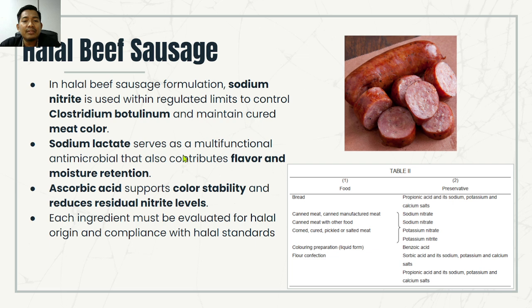The lactate serves as a multifunctional antimicrobial that also contributes to flavor and maintains moisture retention. Ascorbic acid supports color stability and reduces residual nitrite level. Even nitrite can also preserve the color of the sausage. Each ingredient must be evaluated for halal origin and compliance with the halal standard. In fact, to determine the halal status of the product, the preservative itself is a critical control, a halal critical point for determining the status of the halal product.